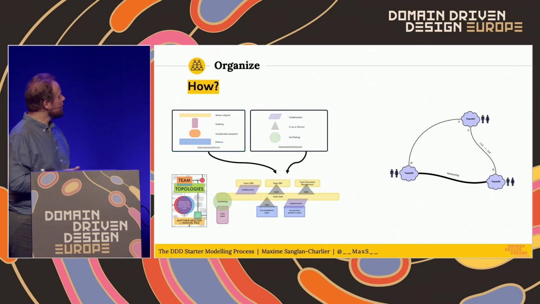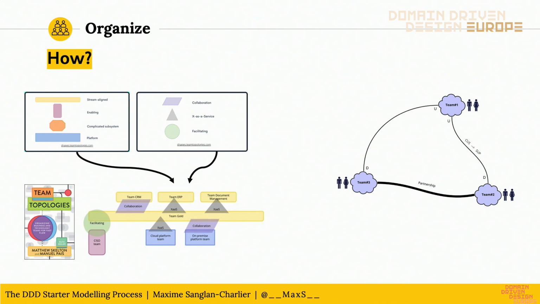Here, you can use Team Topologies, which comes with two types of shapes. The first type of shape is the type of team, and then you have the type of communication, and then you can quickly visualize the teams that maybe collaborate too much with others, and then we can address the problem easily.